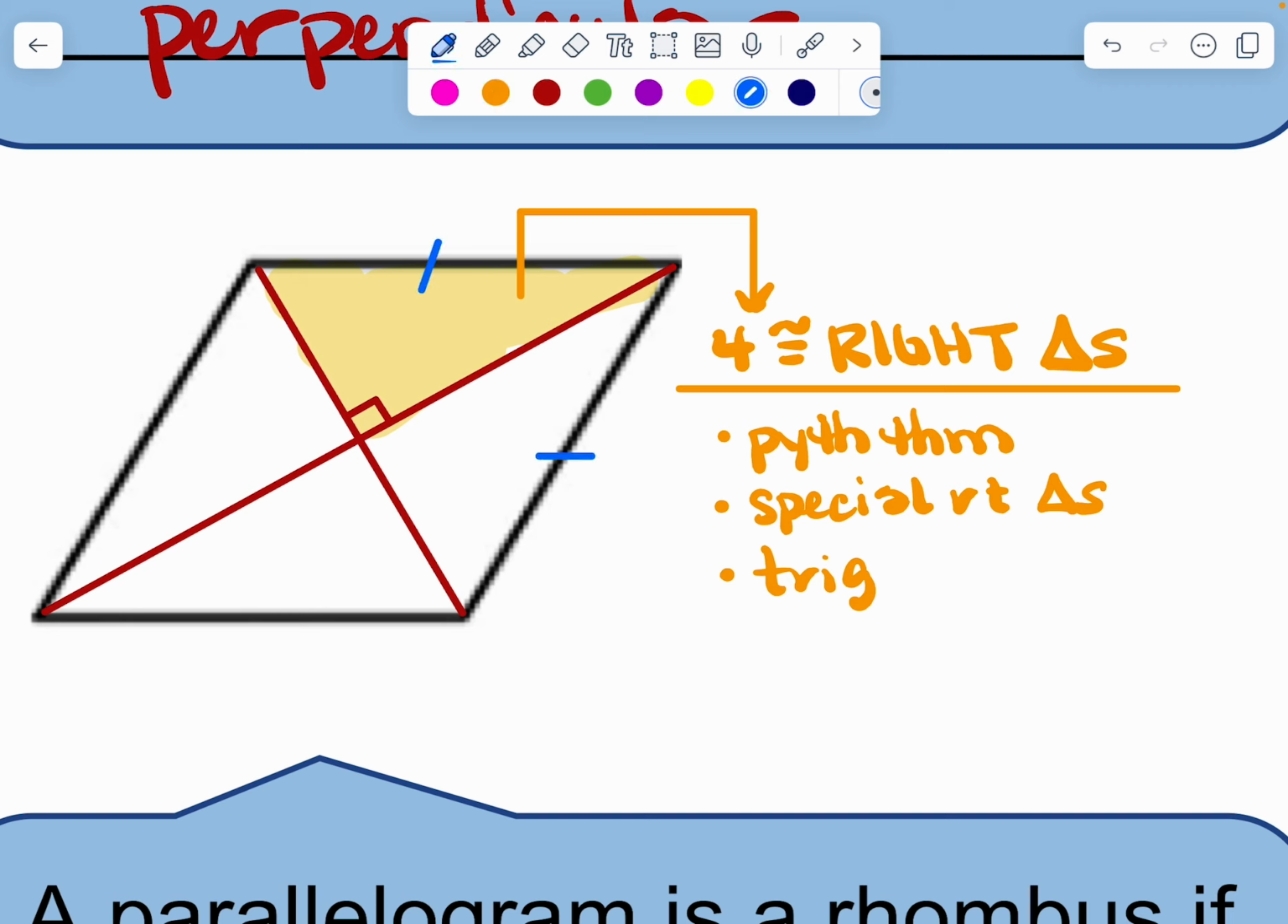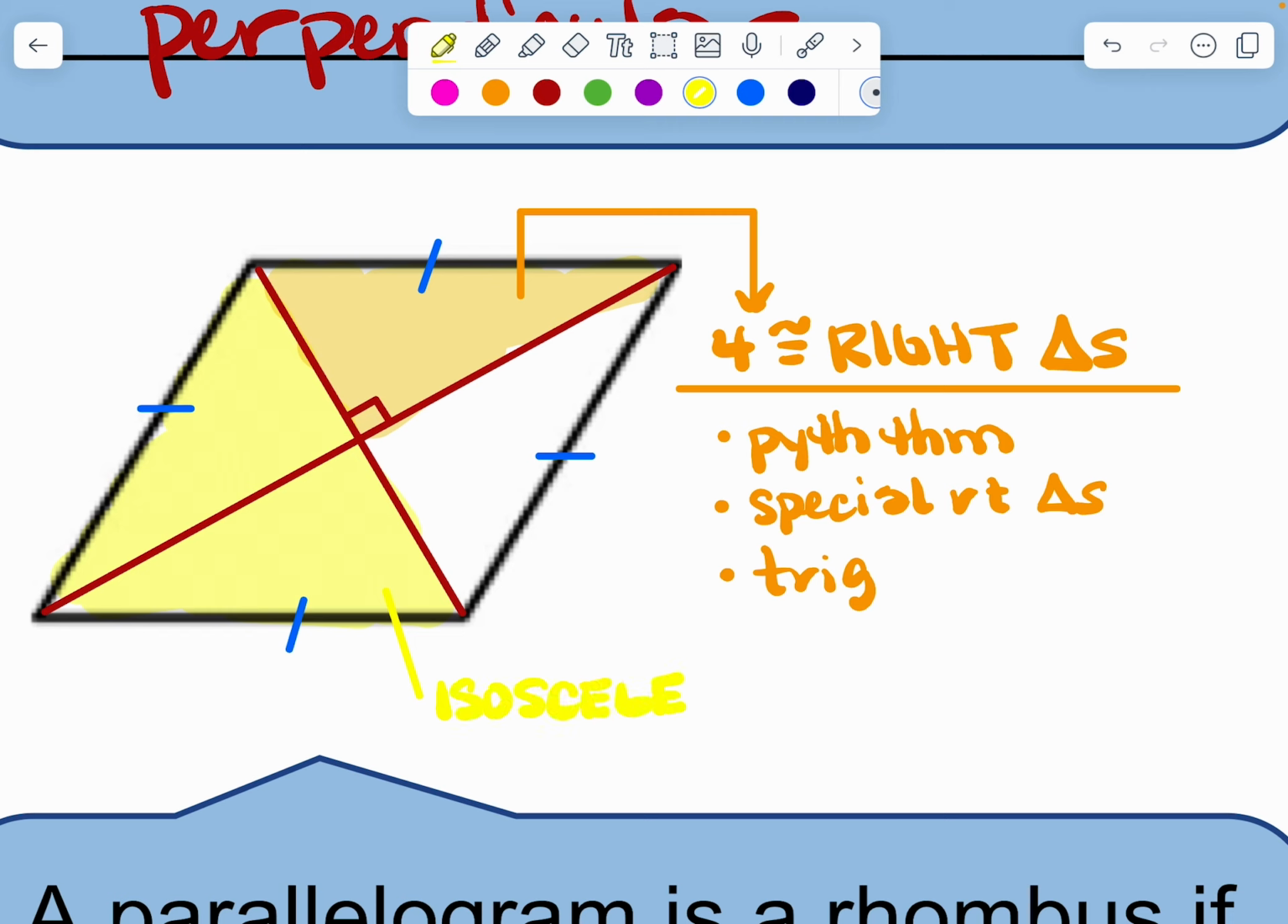Another thing you want to notice is if I put my congruency marks on the sides, because rhombuses have 4 congruent sides, do you see how if I look at this whole half of a rhombus, it's an isosceles triangle? So there's just so much happening here.